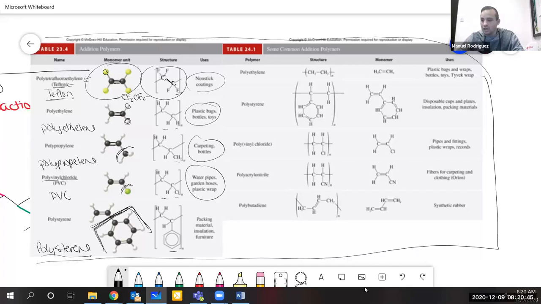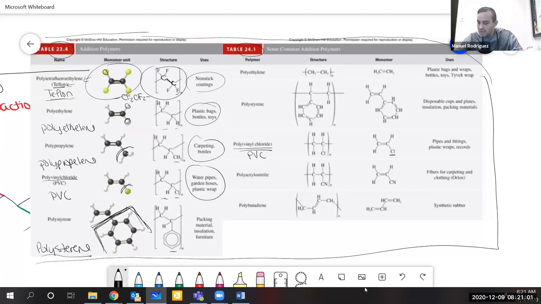If you look on this other side, there is this other one that has chloride, but it's actually PVC. These two tables are from two different chapters, and some of the polymers are repeated. PVC is already repeated here. Polystyrene is already repeated. So these two are repeated.